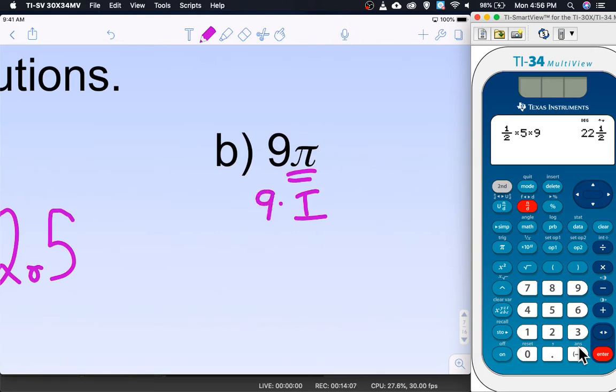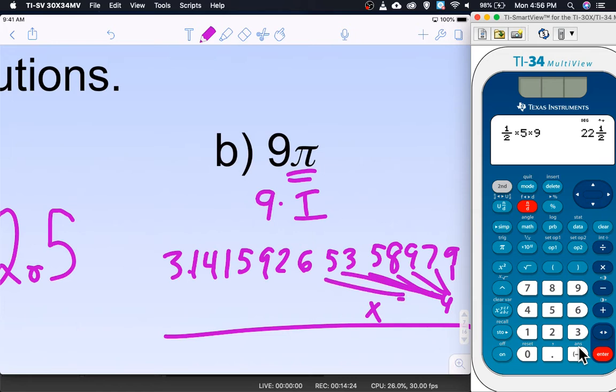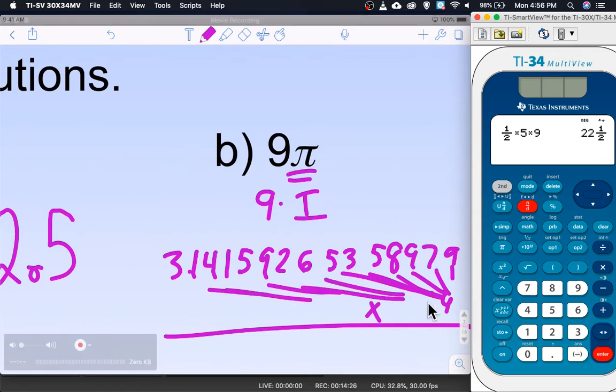imagine I have a number 3.141592653588979. I ran out of space on my iPad. And I took that, and you had to multiply by hand, you multiply by 9. You would have to take every single one of these digits multiplied by 9. But remember, pi doesn't stop right here. Pi goes on forever and ever. So the answer you get is still going to be forever long.